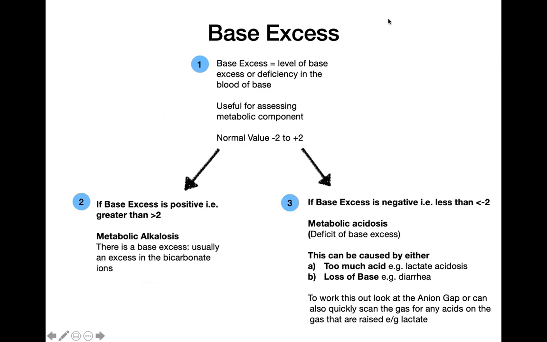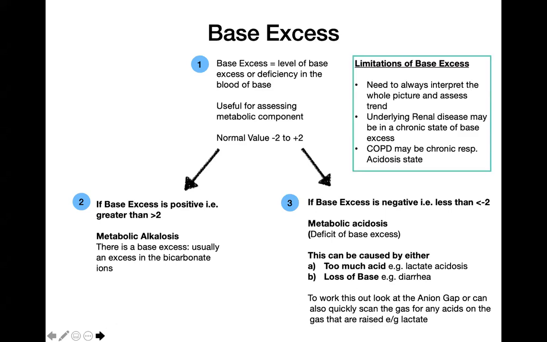That's usually bicarbonate ions, and there's a range of causes for that. And then if we've got a metabolic acidosis, this can either be by too much acid or we've got a loss of the base. And remember that diarrhea is you losing the base. So base excess doesn't give us that much extra information than what we're getting with the bicarb, but it's a second thing that's backing you up.